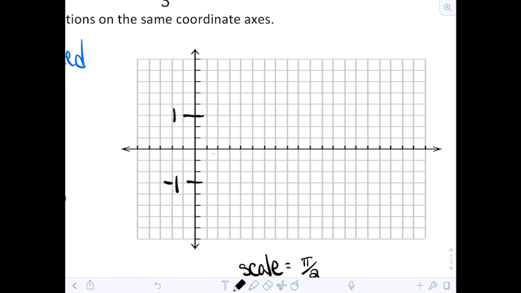So pi over 2, 2 pi over 2 is pi, 3 pi over 2, 4 pi over 2 is 2 pi, 5 pi over 2, 6 pi over 2 is 3 pi, 7 pi over 2, 8 pi over 2 is 4 pi, 9 pi over 2, 10 pi over 2, 11 pi over 2, 12 pi over 2. So look how neat that was. Pi, 2 pi, 3 pi, 4 pi, 5 pi, 6 pi.